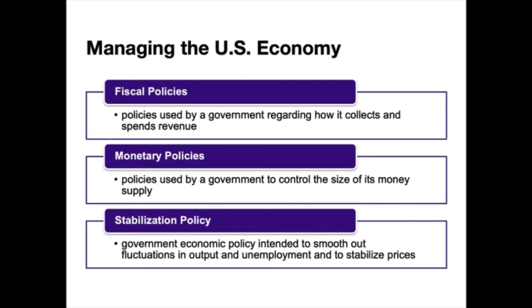Finally, there are stabilization policies. Government economic policy intended to smooth out fluctuations in output, unemployment, and to stabilize prices. And those can be either small or very, very significant historically. We've had examples of very significant federal government policy intended to get the economy moving again.